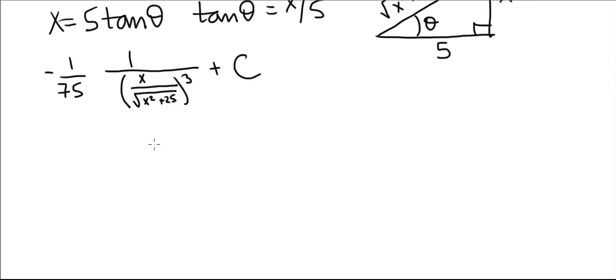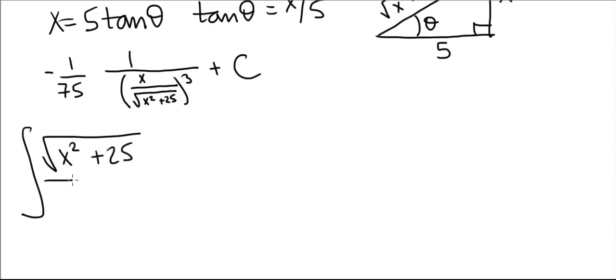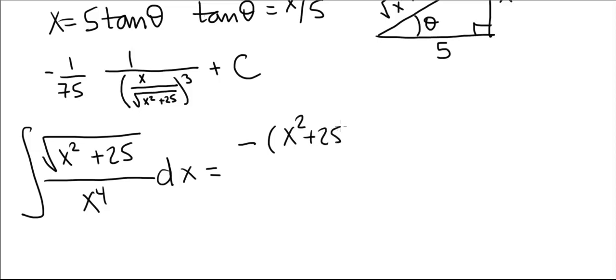And let's simplify that for the final answer. I'm going to write my integral here once again. The integral we were looking at, the square root of x squared plus 25 divided by x to the 4th, can now be expressed as follows. This is equal to, so we flip what's in the denominator, we write a minus. We have x squared plus 25. We had the square root cubed, so that's to the 3/2 power. In the denominator we have the 75 and then x cubed plus c.